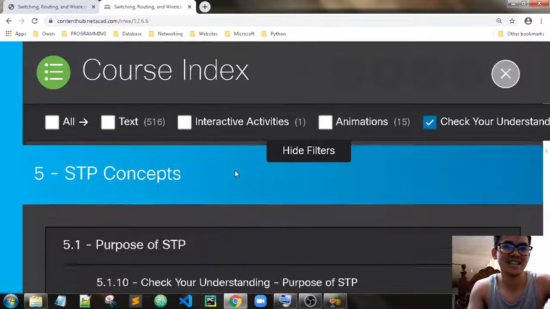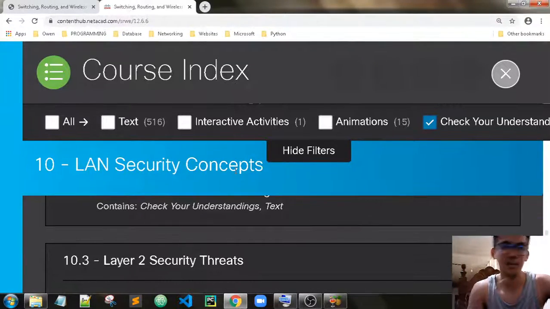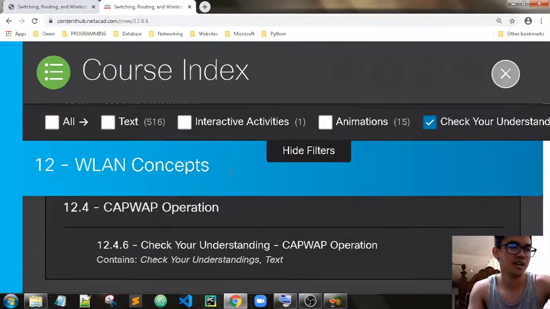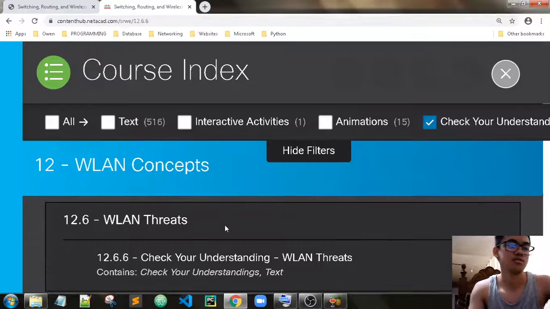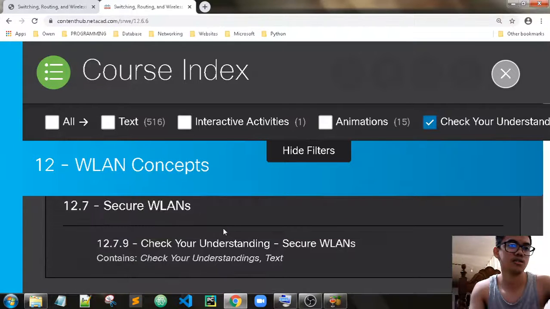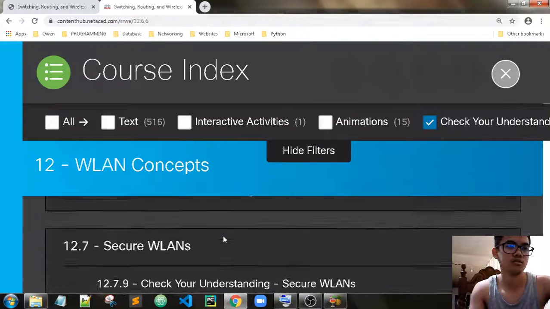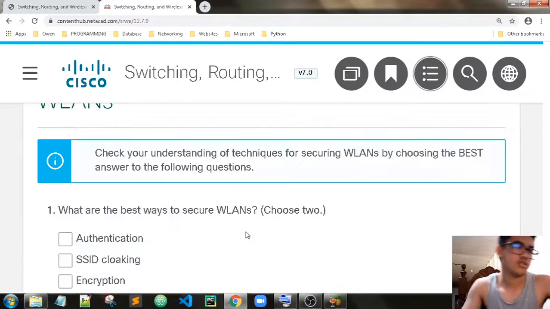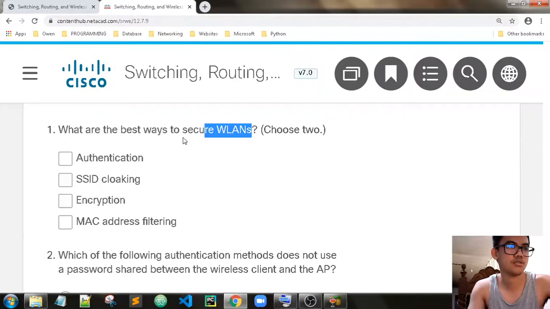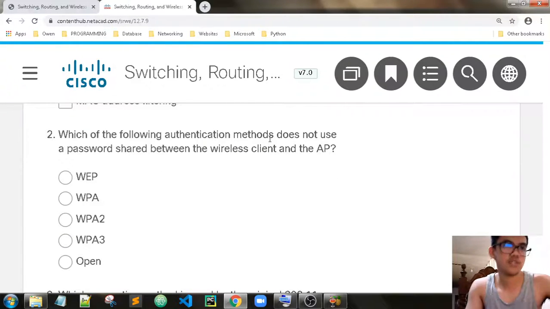Next, secure WLANs. At least we know. Okay, secure WLANs. What are the best ways to secure WLANs? The best way to secure is authentication and encryption. Which of the following authentication methods does not use a password shared between wireless client and AP?